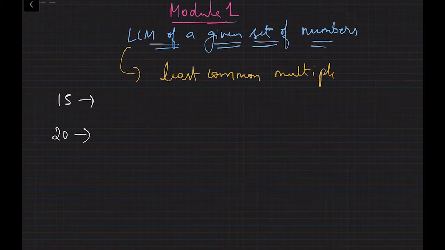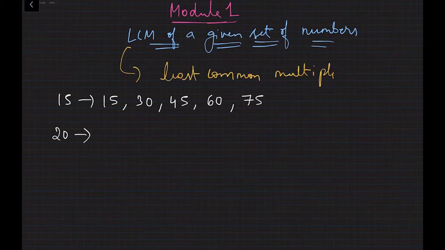Let me take two numbers, say 15 and 20. What are multiples of the number 15? A number is said to be a multiple of 15 if and only if it can be written as 15 times another number, or 15 into another number. Such numbers are called multiples of 15. For example, the number 15 itself is a multiple of 15 because 15 can be written as 15 into 1. Next, 30 is also a multiple of 15 because 30 can be written as 15 into 2. Next, 45 is a multiple of 15 because 45 can be written as 15 into 3. Next we have 60 because 60 can be written as 15 into 4.